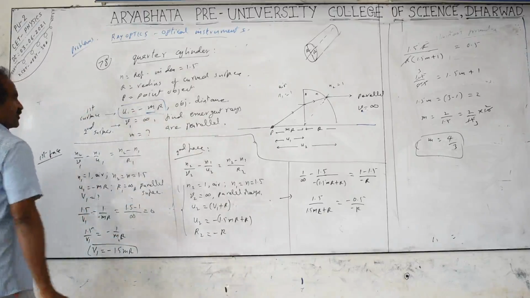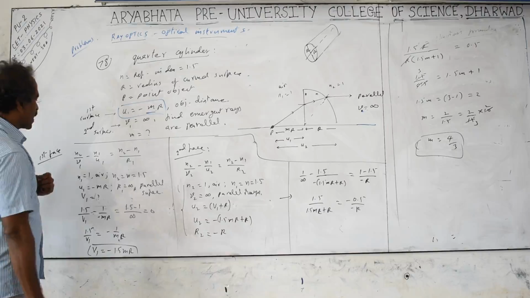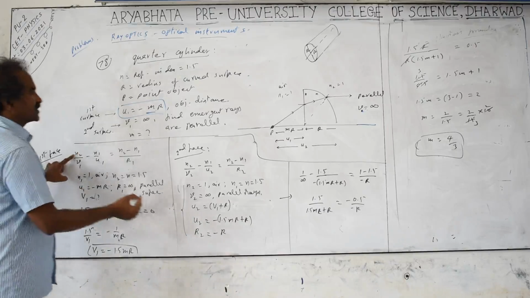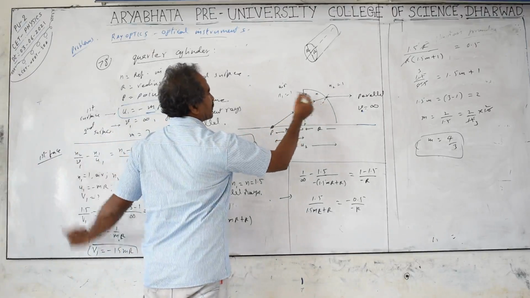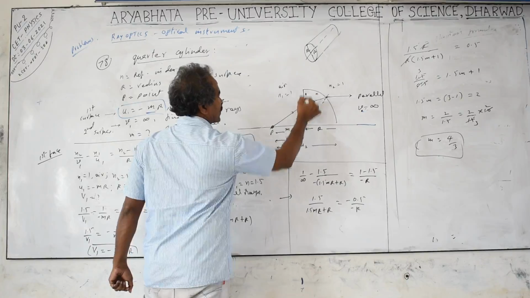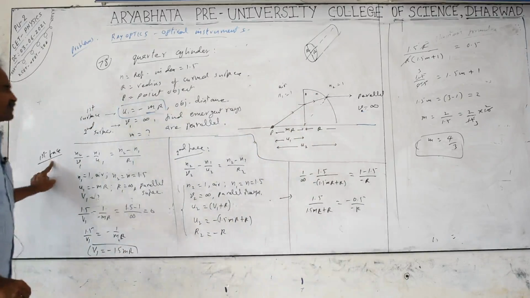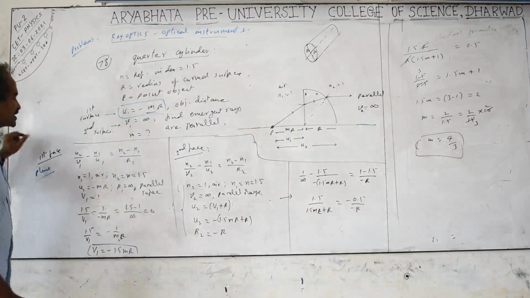The relation we have for the curved surfaces is n2 by v minus n1 by u equal to n2 minus n1 by r. Keep the proper sign conventions and values. n2 is the refractive index of the second medium. This is the first medium, this is the second medium. If you take the first surface and second surface separately, the first face or first surface is a plane surface. The radius of curvature of a plane surface is infinity.